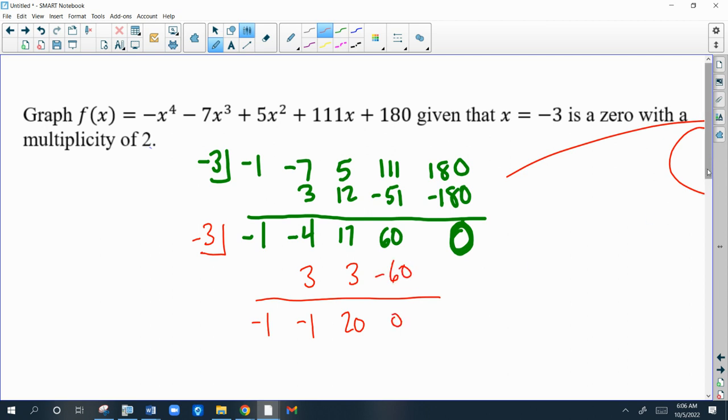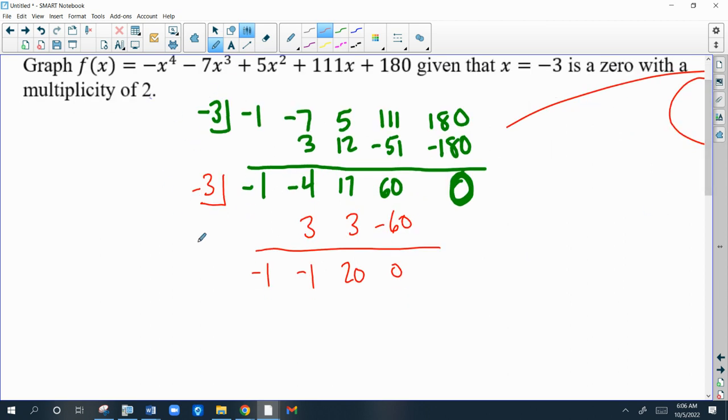So now we have shown that -3 is a 0 with a multiplicity of 2, and we have this remaining quadratic that we should be able to work with. Now hopefully it factors. If it doesn't factor, then you're going to have to use the quadratic formula. So we're going to continue looking for zeros by factoring.